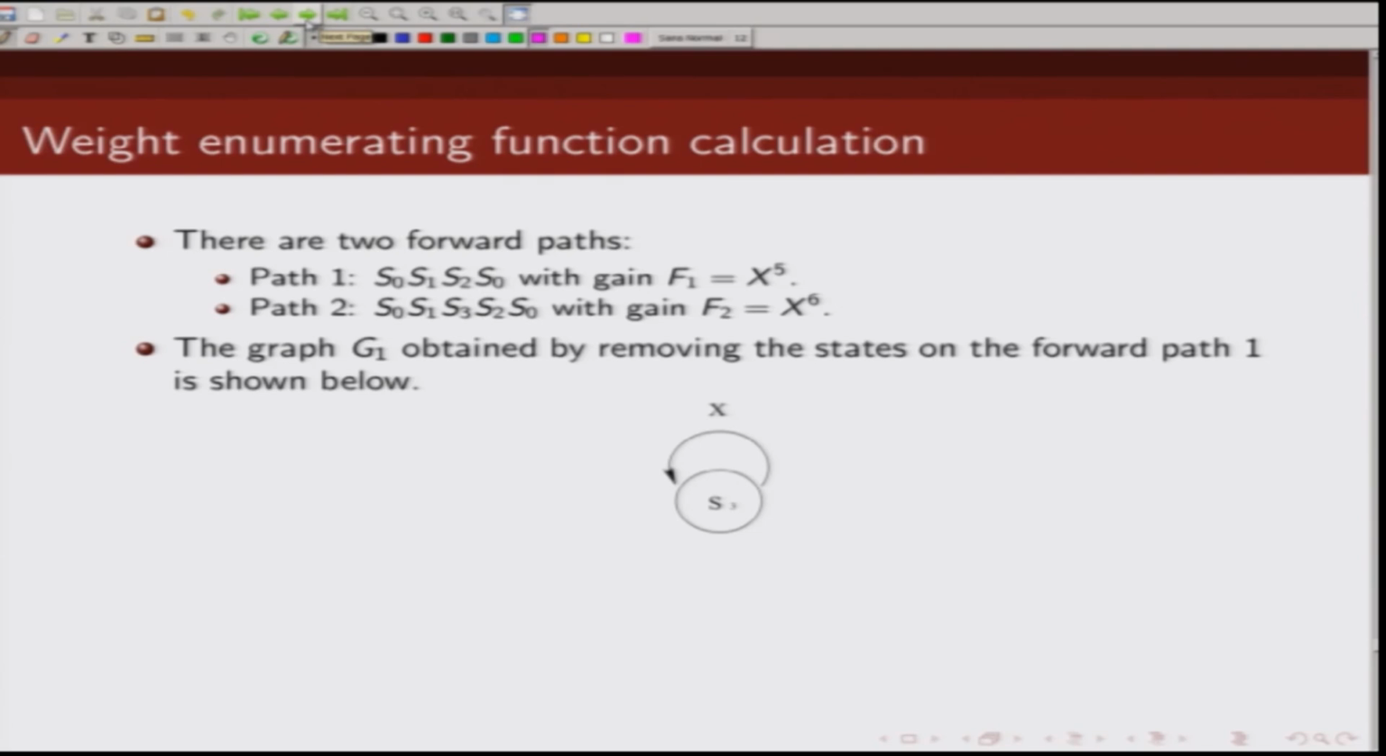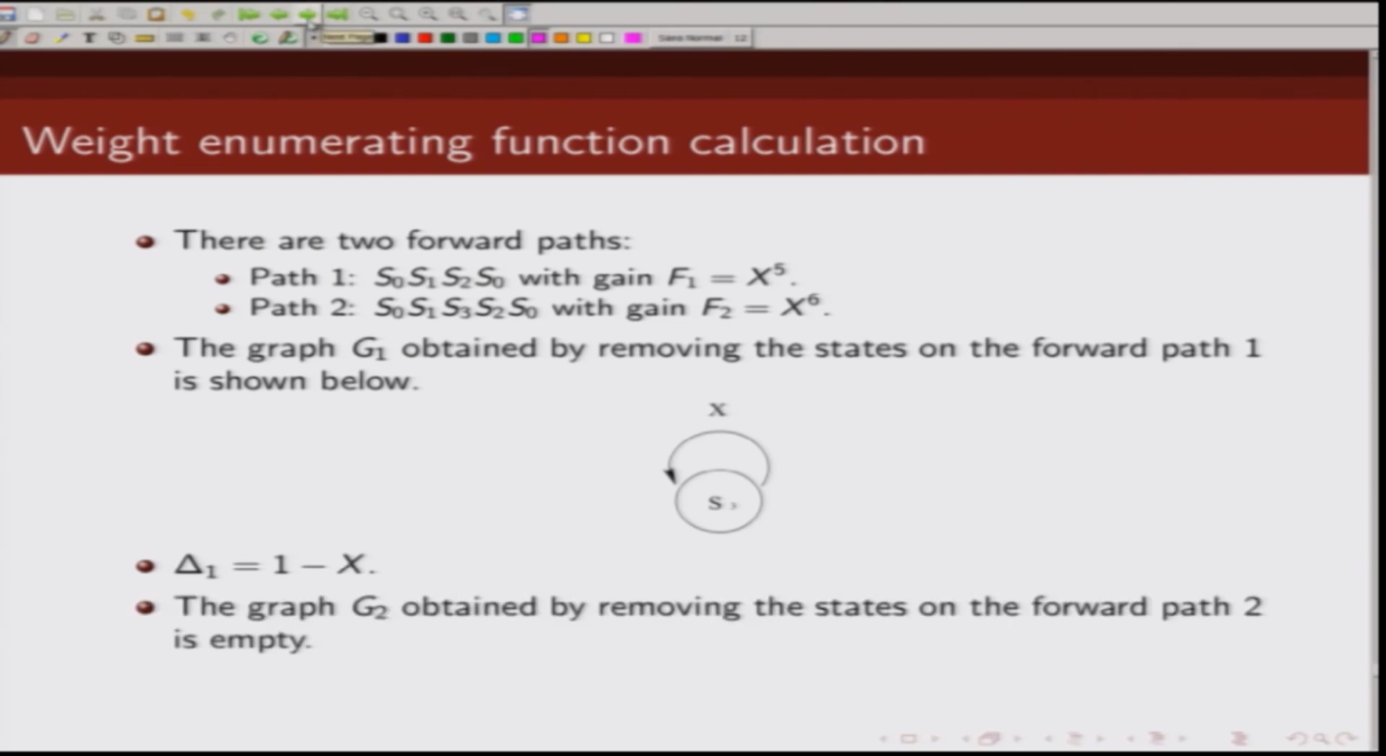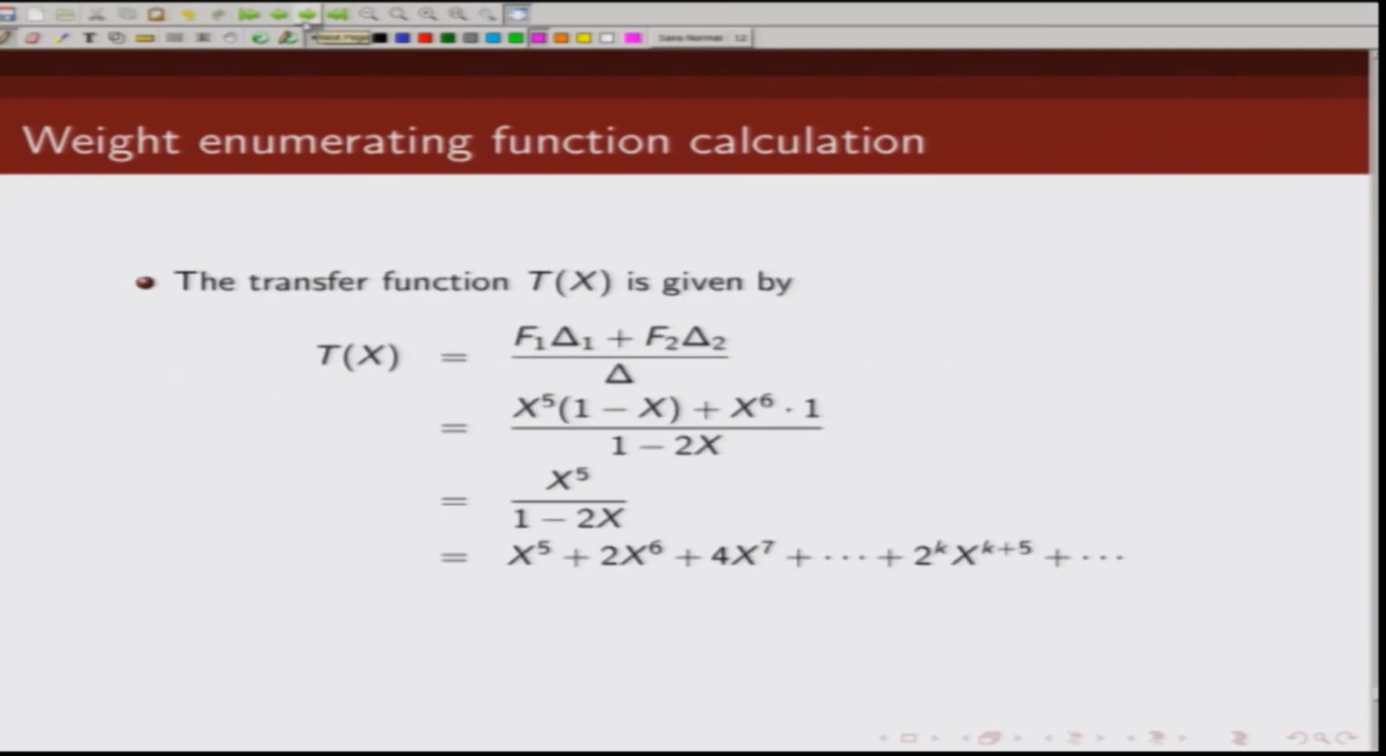So, that is what I am saying here. If I remove the forward path 1, the only graph remaining is this, and the delta corresponding to this is basically there is only one loop with gain x. So, this is 1 minus x, and for the second case there is no graph left. So, delta 2 will be 1. Okay. So, now I have f1 delta 1, f2 delta 2, and I also have the value of delta.